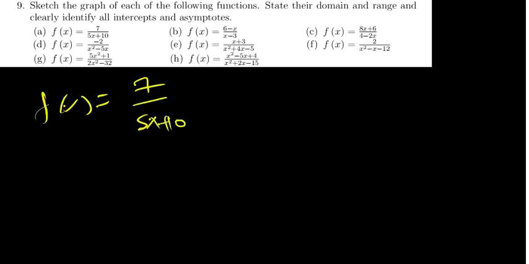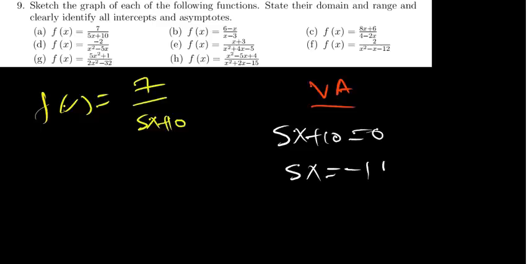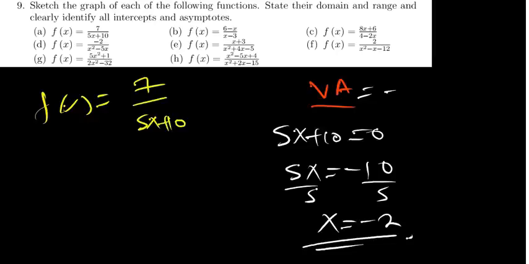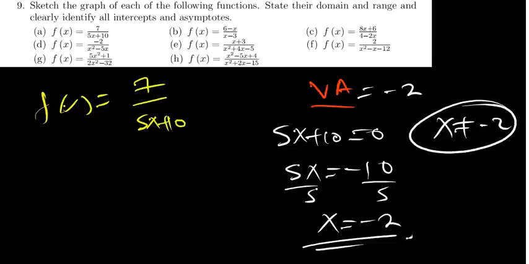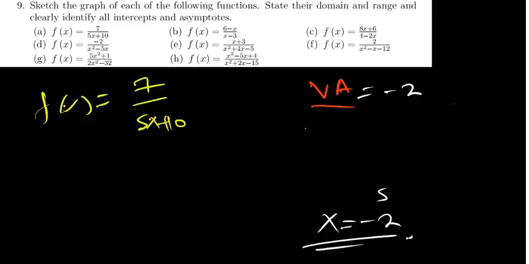Now how do we find the asymptote? To find the vertical asymptote, get the denominator, set it equal to 0, and solve for x. In that case, 5x plus 10 is equal to 0, so 5x will be equal to negative 10. I divide by 5 on both sides, and x will be equal to negative 2. Like I said, x was not equal to negative 2. This was our domain. The domain restriction is the same as the vertical asymptote. So that is my vertical asymptote.